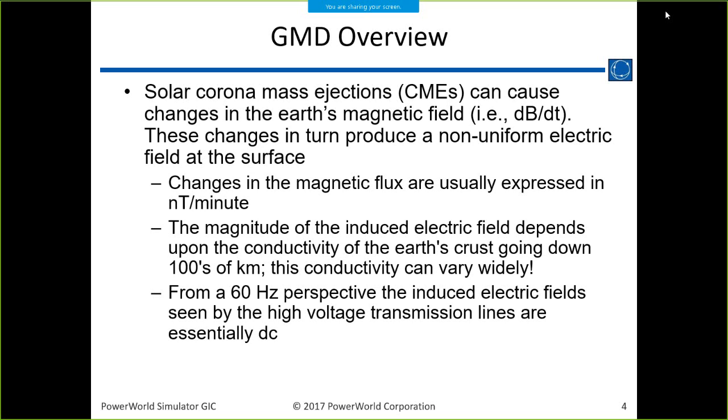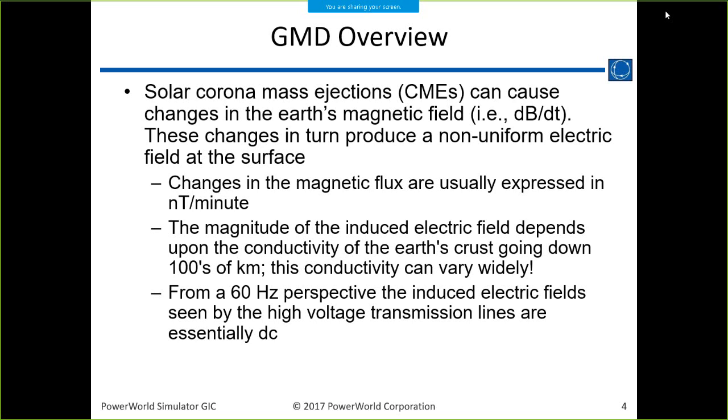So you get a change. Obviously, the Earth has a steady state magnetic field. That's what drives the compasses. And as you get a change in that, it can induce the electric fields going on. How much this electric field is depends on both the magnitude of the disturbance, how big the CME is, and also the response that occurs in the Earth.